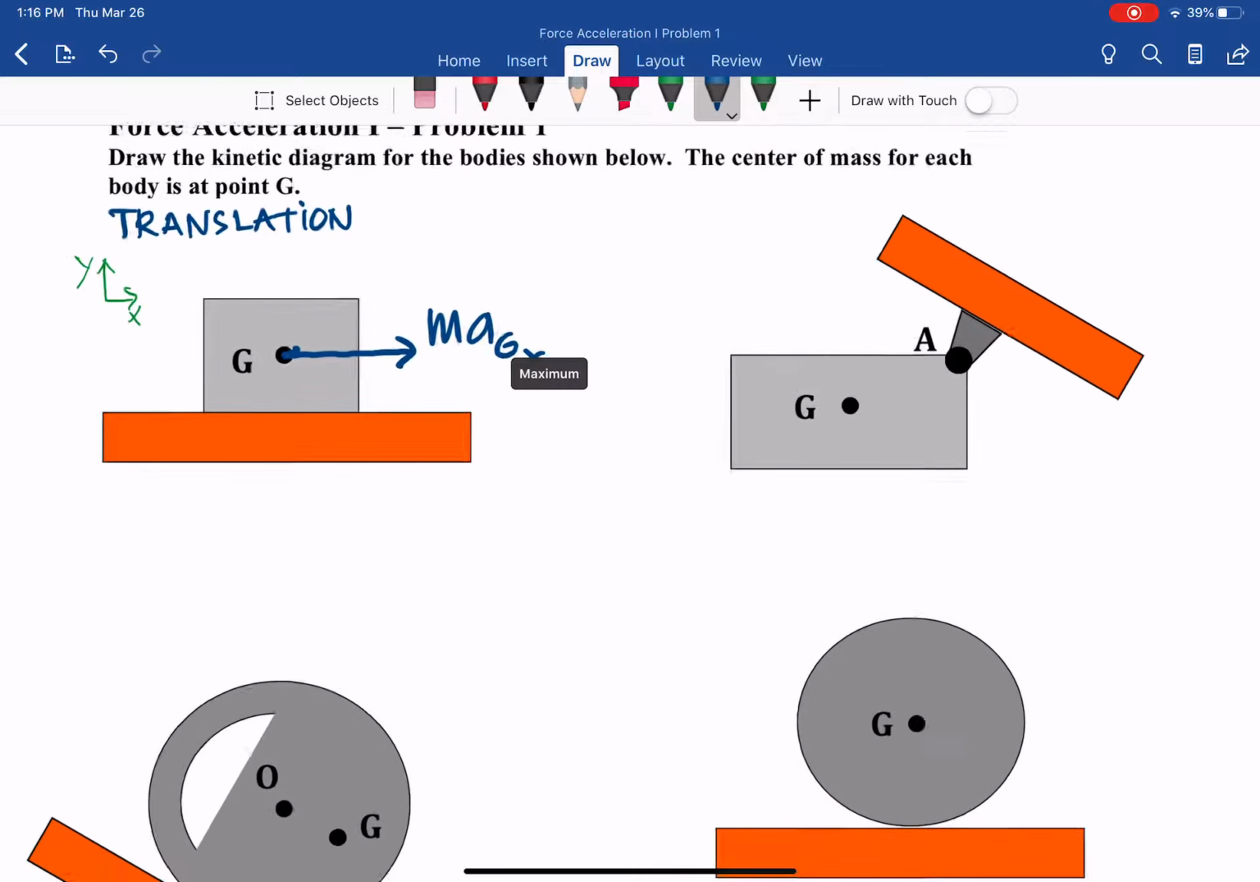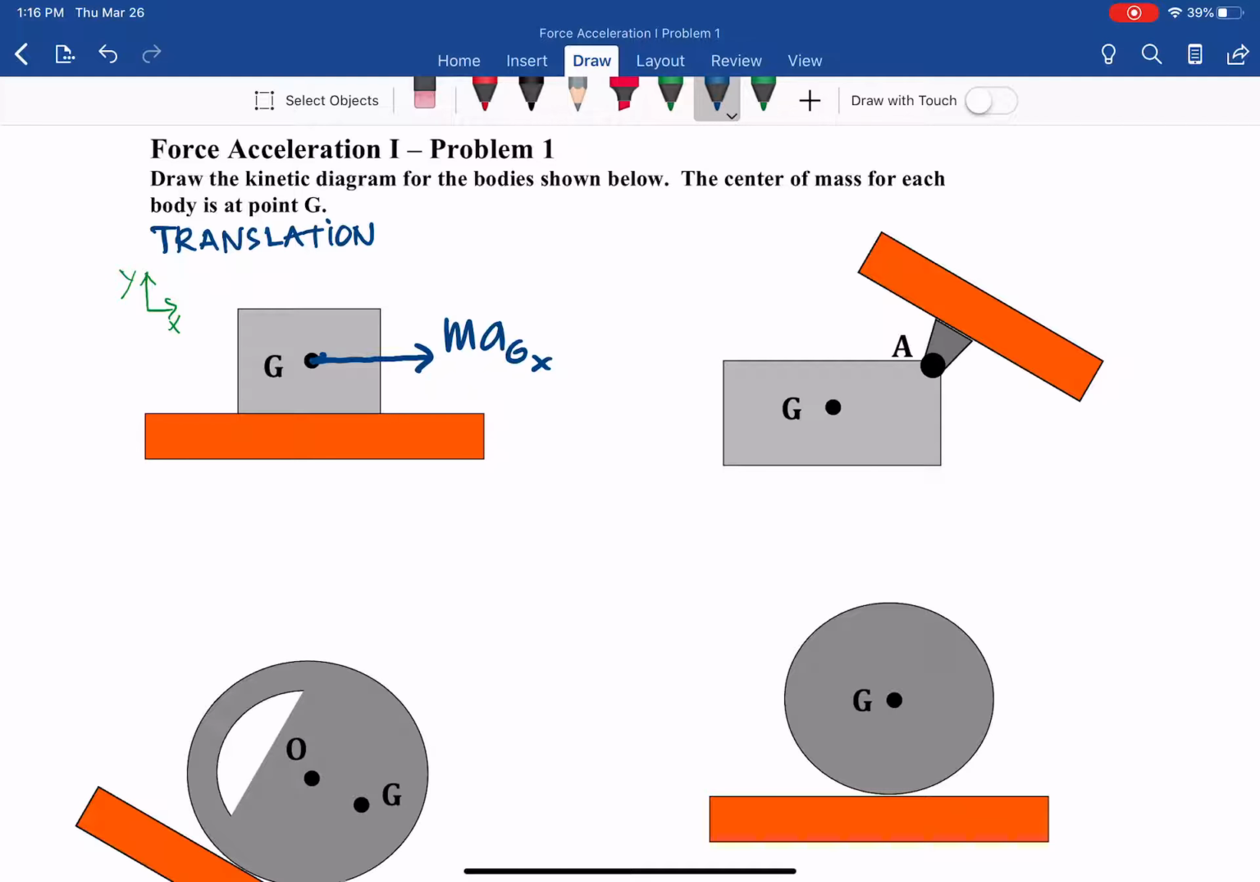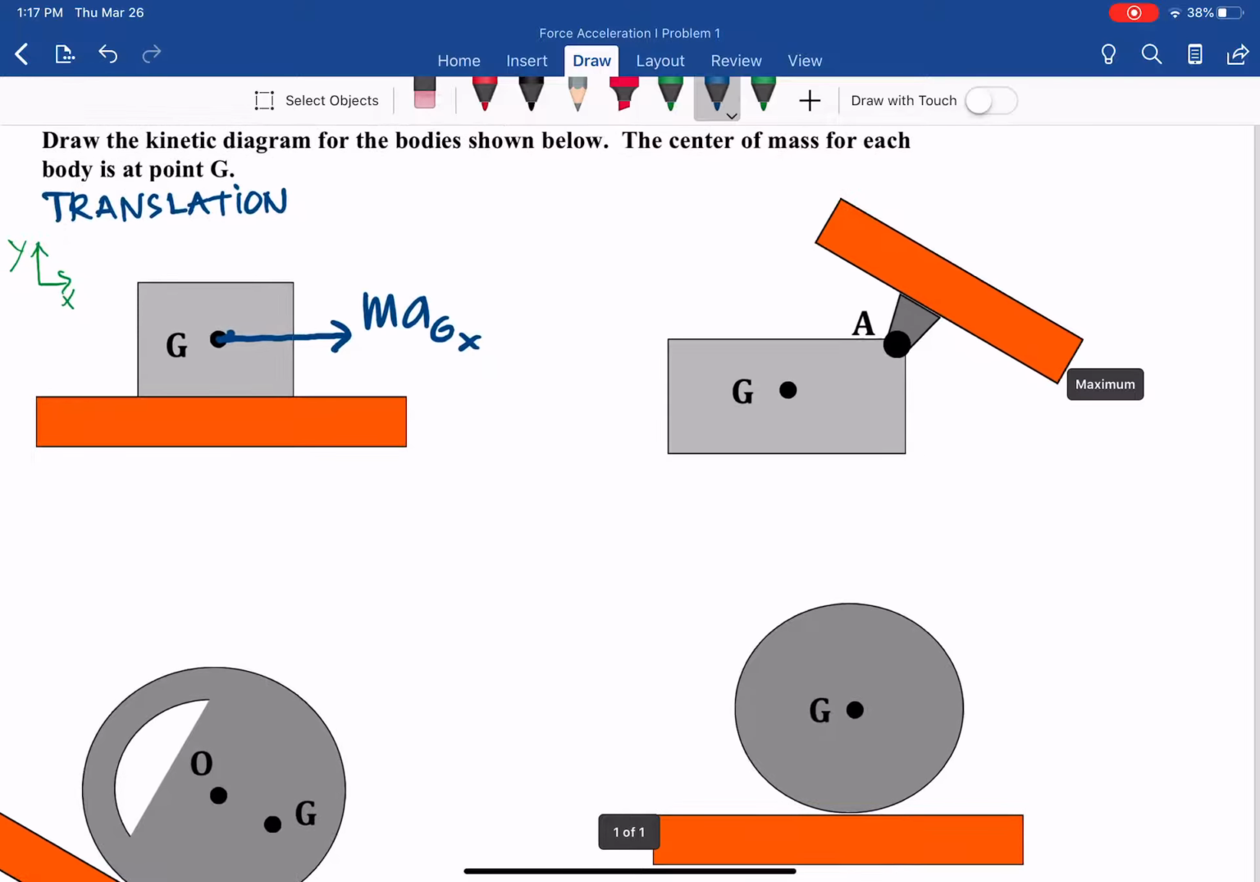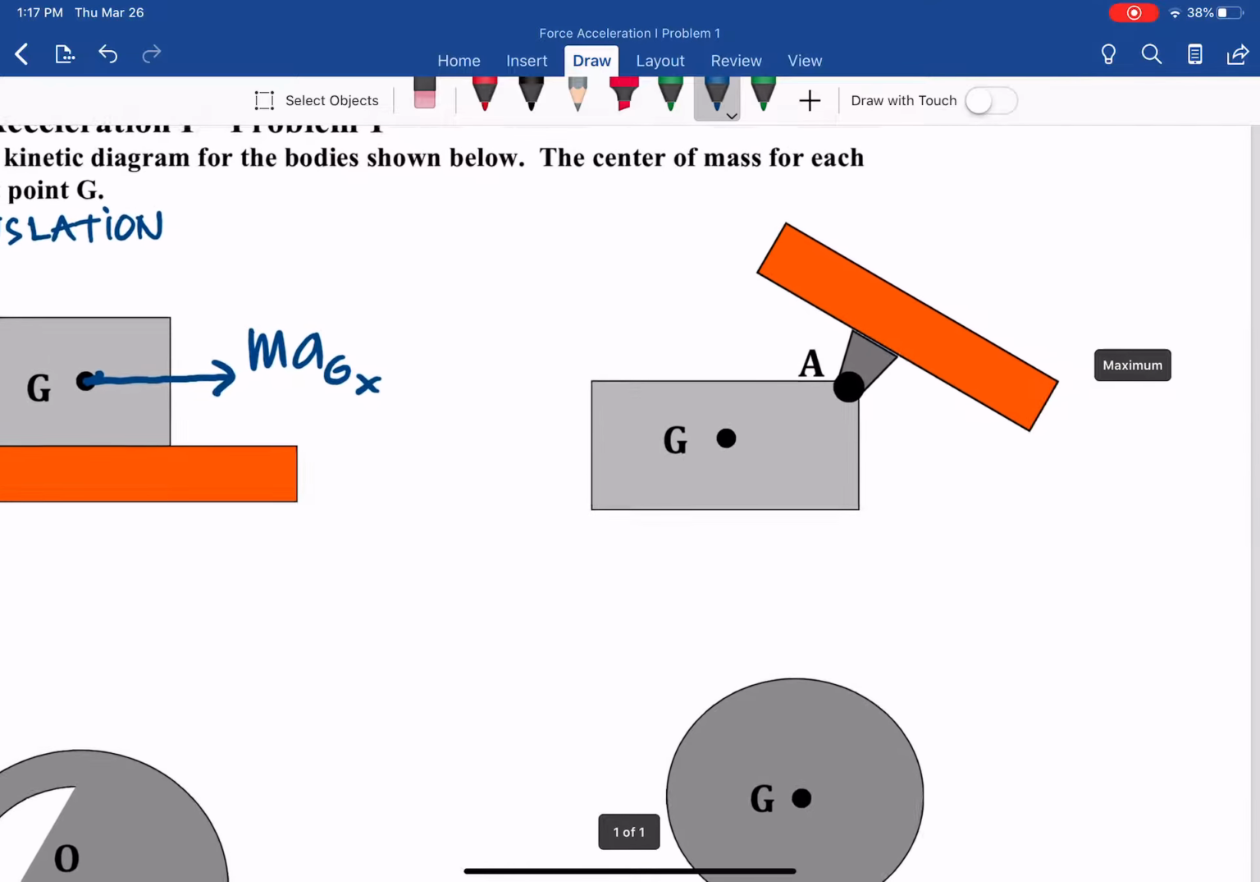So the bottom line is a maximum of 3 terms. In this body, it's only 1 term, m a_Gx. So not every kinetic diagram has to have 3 terms. It really depends on the type of motion, how the body moves, and that dictates how many terms you have in the kinetic diagram. But regardless, it's a maximum of 3 terms.